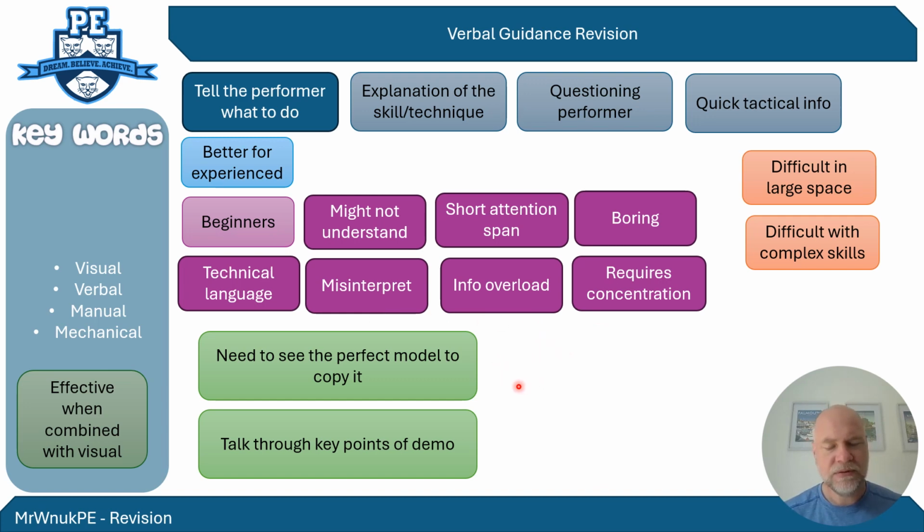Now, beginners also need to see the perfect model to be able to copy it, which is where it comes in well with visual guidance, and it's better to maybe demonstrate something and talk through the key points. So this will be your concluding point, your AO3, on your 9 marker.